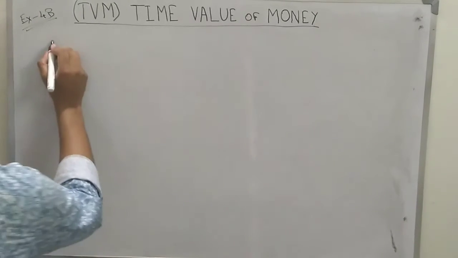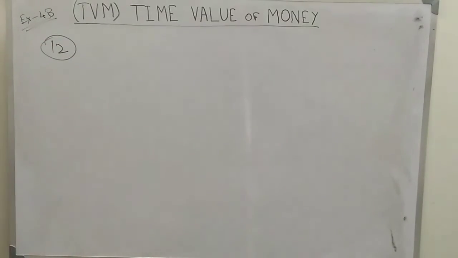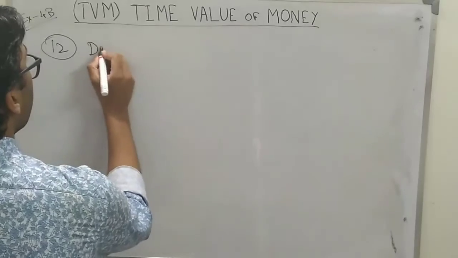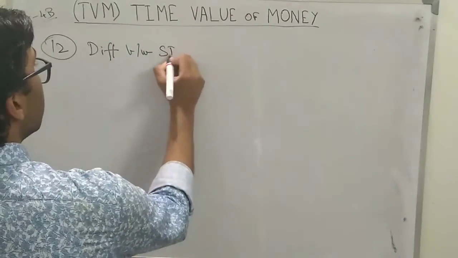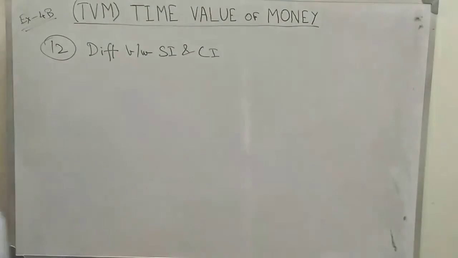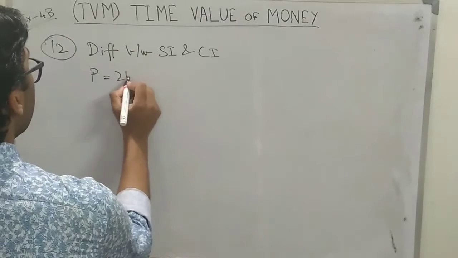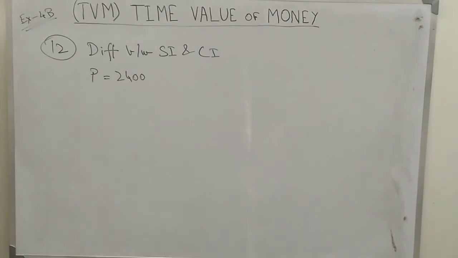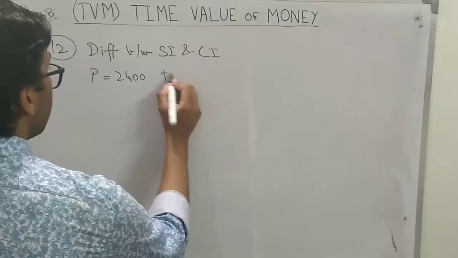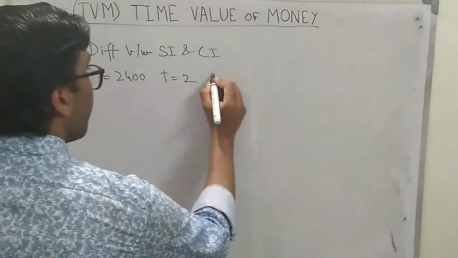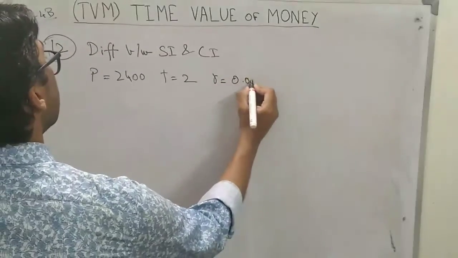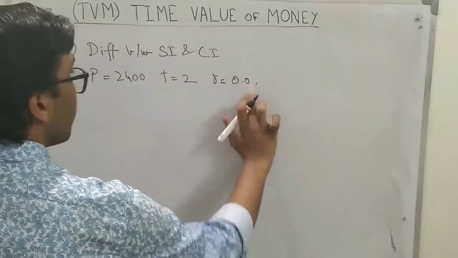Question number 12. It asks for the difference between the simple interest and the compound interest on rupees 2,400. That means the principal amount is given as 2,400, the time is 2 years, and the rate of interest is 5% per annum, that is, 0.05.